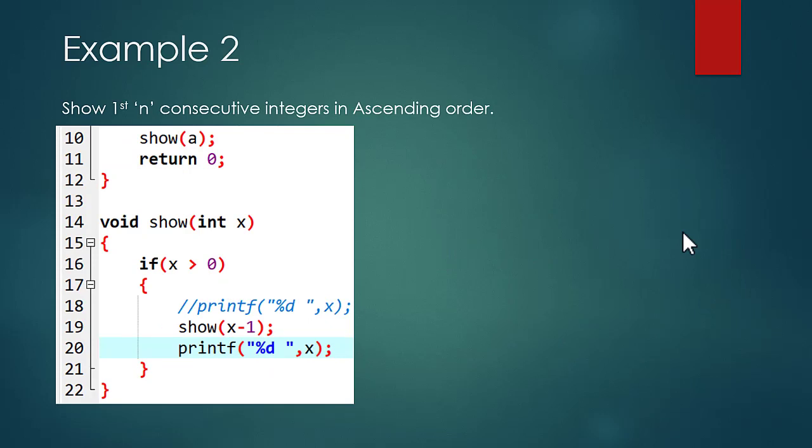You can see the change we have made there: the show function is executed before the printf statement. So let us take the main function is calling the show function with the value 5. So the value is 5, so the main function will call s5.